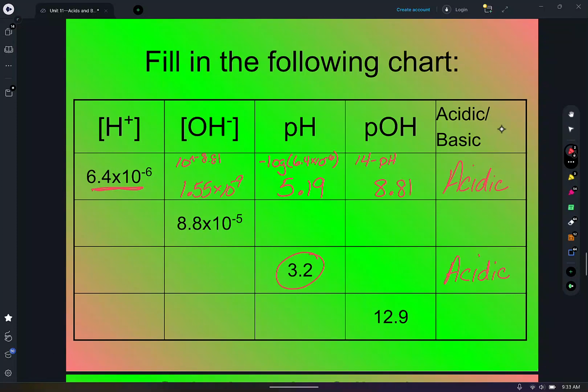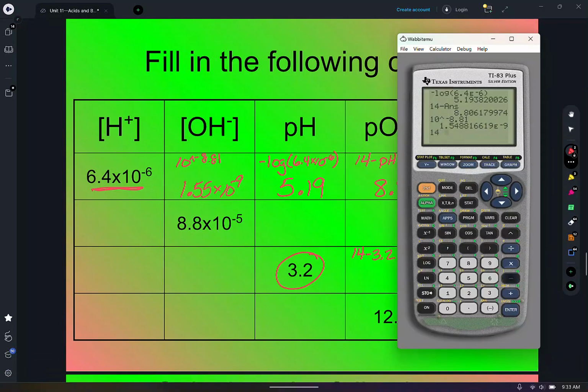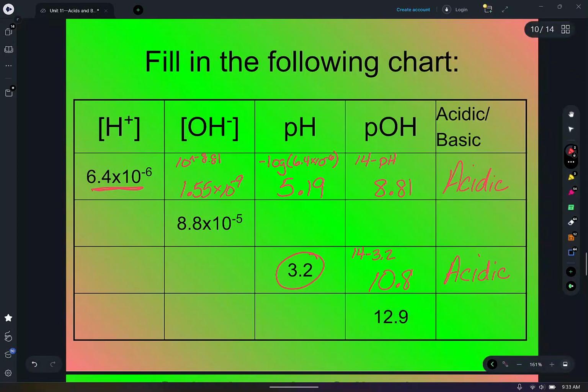Now I'm going to go into pOH. From pH to pOH is following along the bottom. So I'm going to go 14. Let's try that again. 14 minus the pH will give me my pOH. So that's going to be 14 minus 3.2. So I go to my calculator: 14 minus 3.2, 10.8. Now, I can go to either H plus or OH minus next.